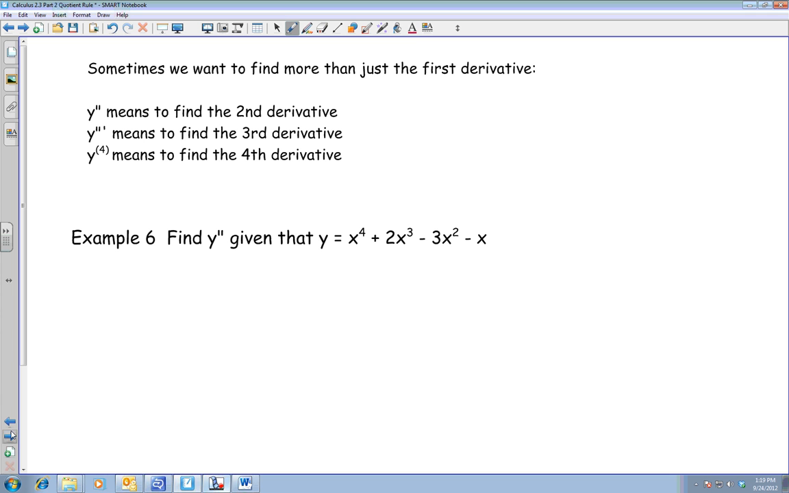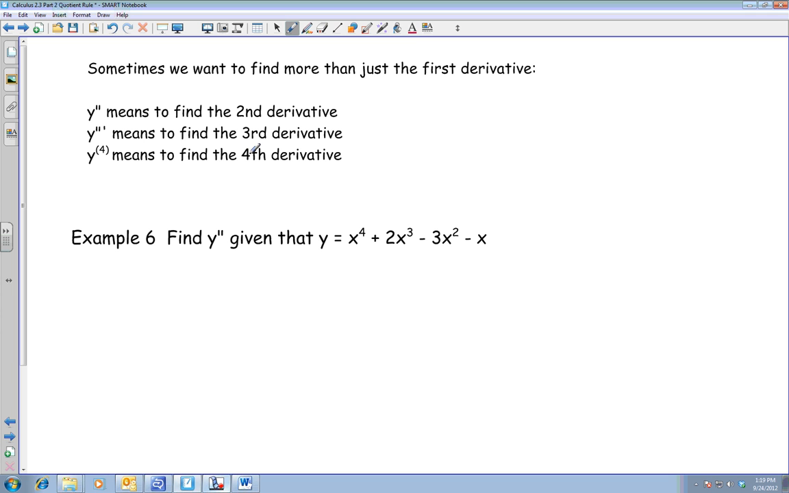Okay. The other type of problem that you're going to have in this assignment is sometimes you're going to want to find more than just the first derivative. Here are the symbols that you'll find in your book. Y with these little 2 quotation marks means to find the second derivative. This means to find the third derivative. This would mean to find the fourth derivative, and so on. Why would we ever want to do that?